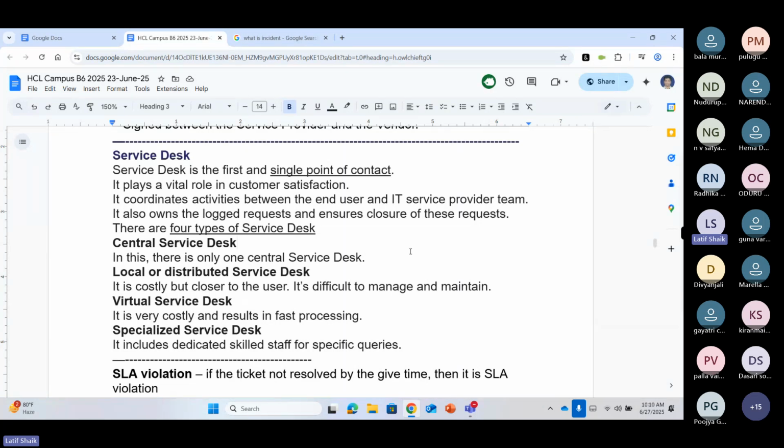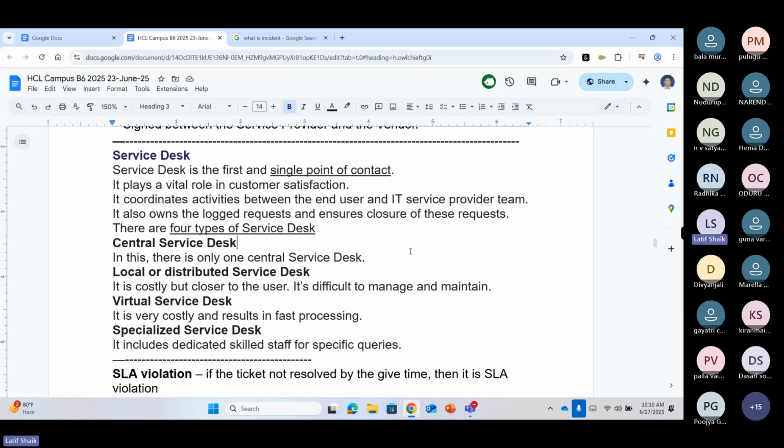Some companies created this virtual service desk. It means they already feed the questions and answers, selecting one by one through a chain of questions, with suggested solutions to follow. Mostly issues will be resolved automatically. Okay, that is virtual service desk.